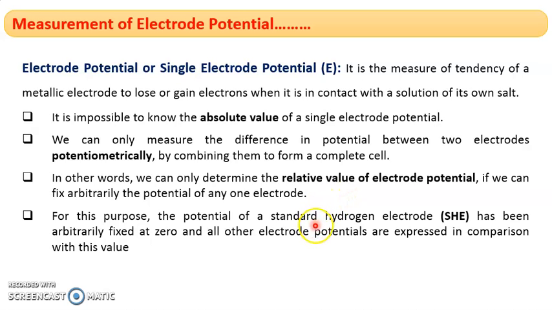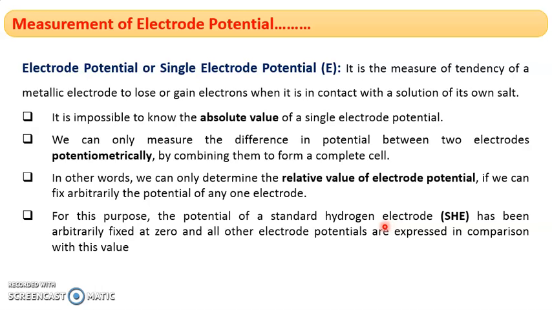Commonly used reference electrodes are the standard hydrogen electrode, SHE, or the Calomel electrode. Standard hydrogen electrode is a primary electrode, its electrode potential is fixed to 0 and then it is connected to the sample electrode potentiometrically, then the sample electrode potential can be determined.